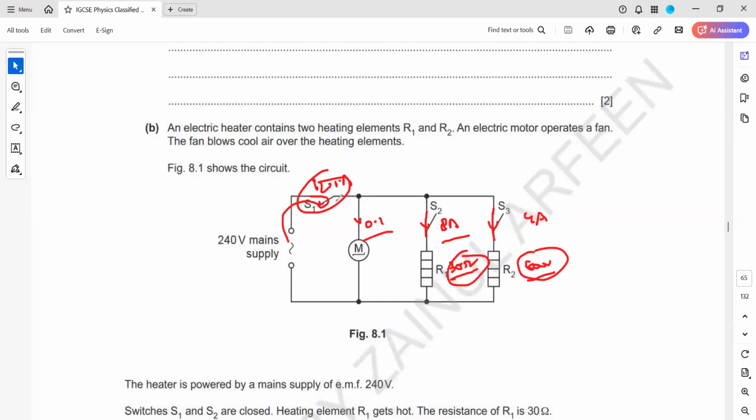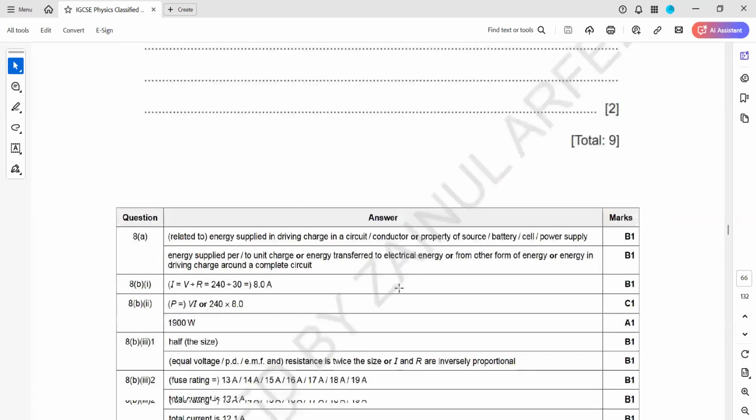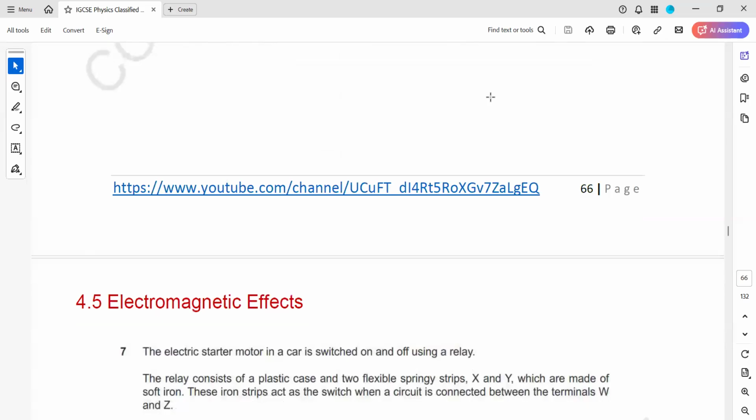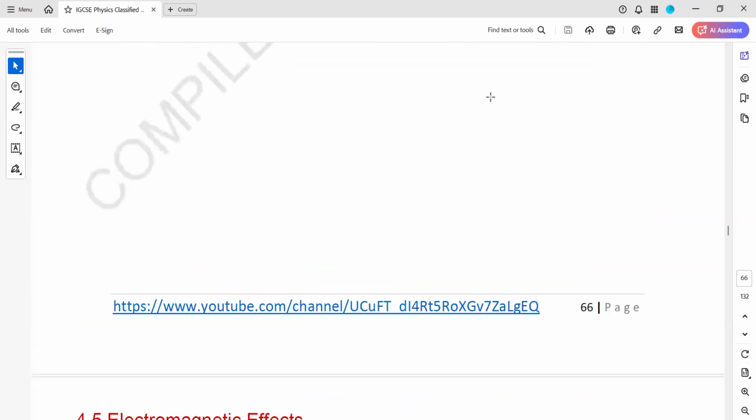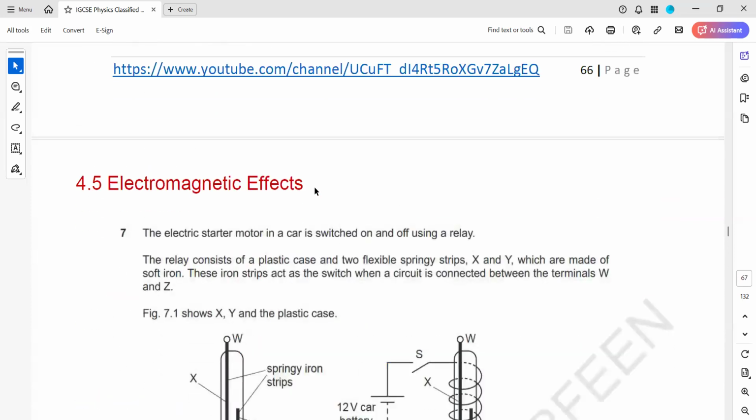So the total current is 12.1, so we select a fuse more than 12.1. A fuse is always chosen according to the maximum current in the circuit. We check what is the maximum current in the circuit, and then select the fuse accordingly. Sir, is there a 12.5 fuse? Whole numbers are there, like a 13 ampere fuse. If you see, 13, 14, 15 is written, it's not like a 0.5 fuse is there.